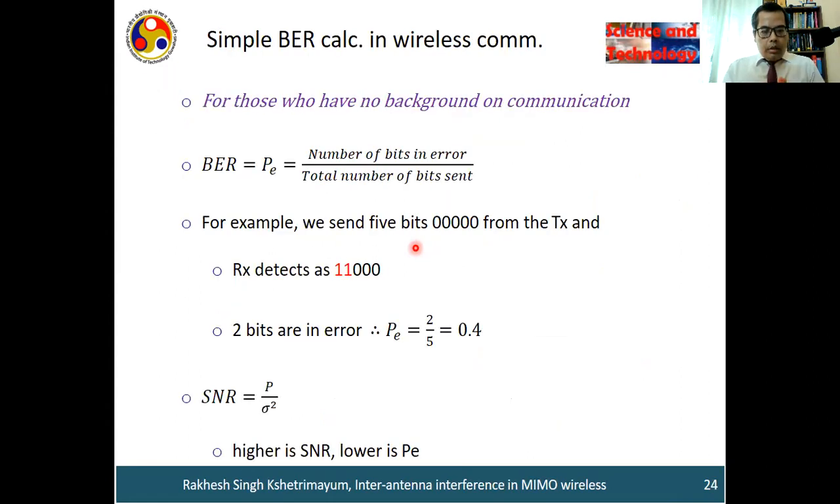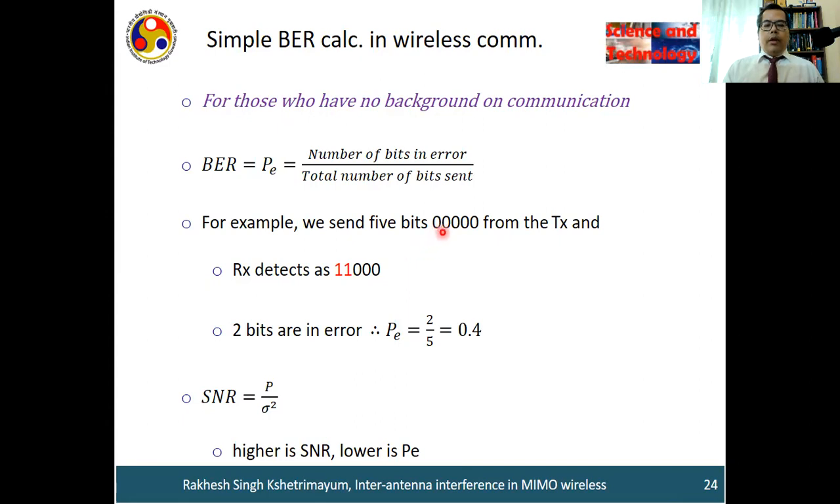Okay, so let us try to understand some fundamentals of wireless communication, some parameters we use. One is called bit error rate. So what is this bit error rate? I will take one simple example. Those who have a background in communication and wireless communication already know what bit error rate is. This is one of the very basic parameters people use in wireless communication performance analysis. Anyway, those who don't have a background, no need to worry about it.